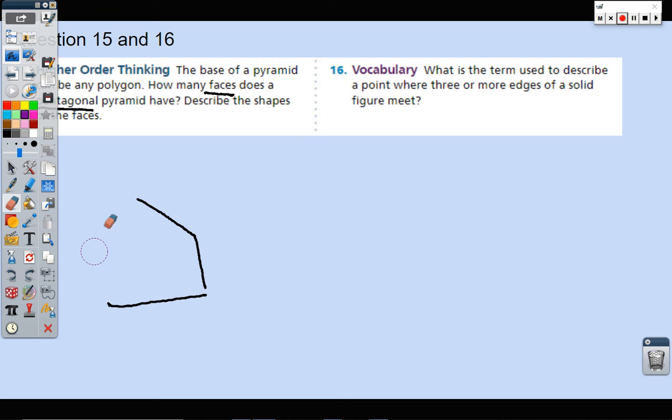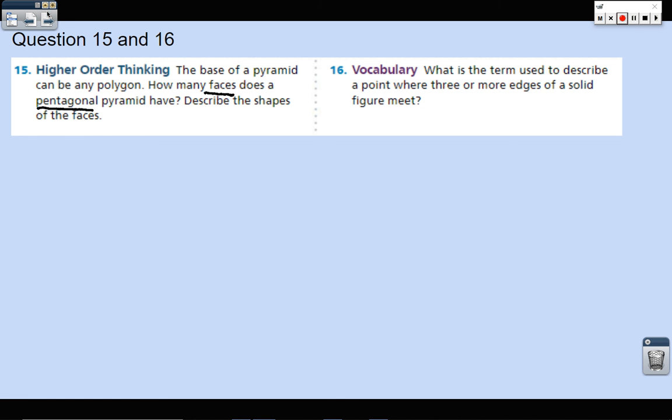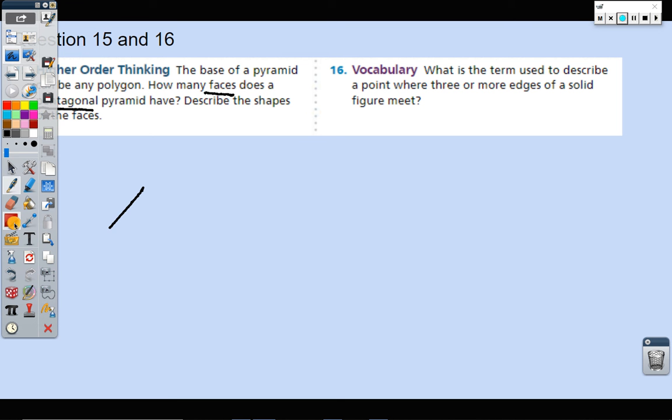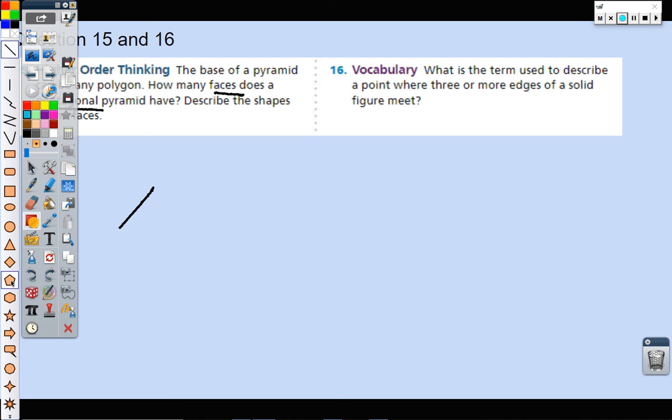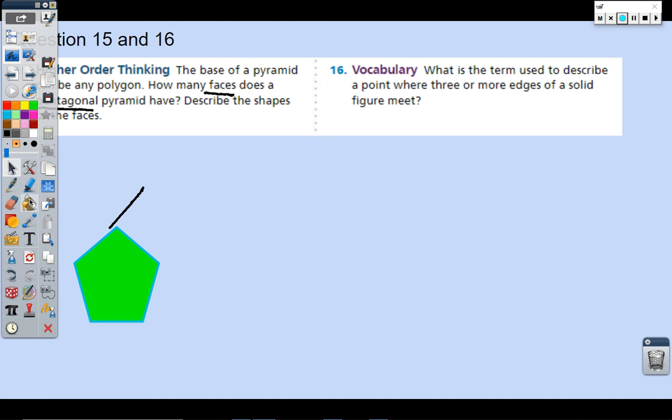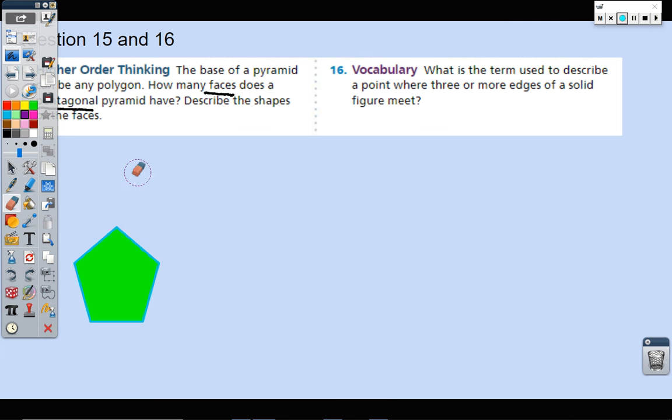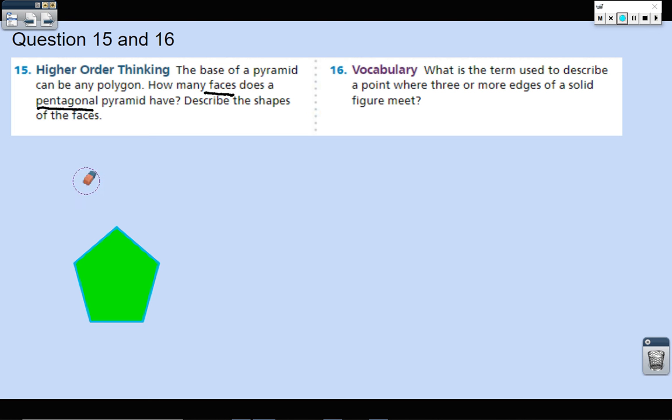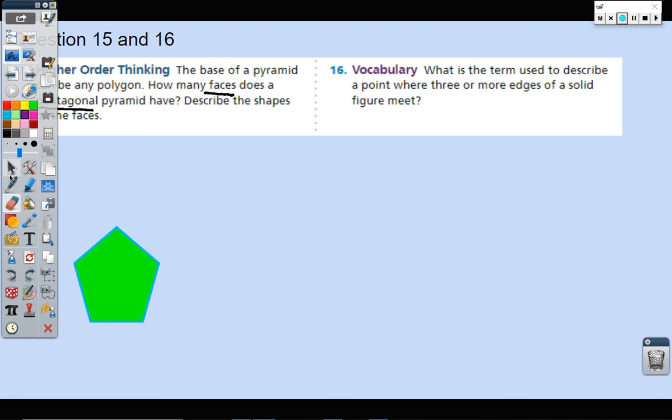So I want to make a regular pentagon so that all the angles are congruent. Let's see if I can draw this myself. Actually, I think I might have a pentagon option right here. Let's take a look. There we go. So there is my pentagon, my pentagonal pyramid. So the base is a pentagon. 1, 2, 3, 4, 5. All right, excellent.